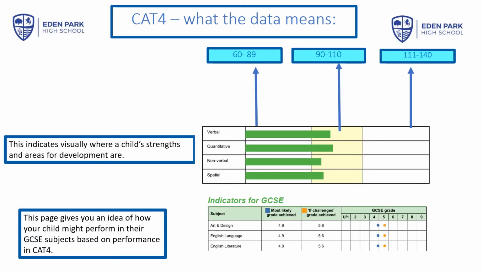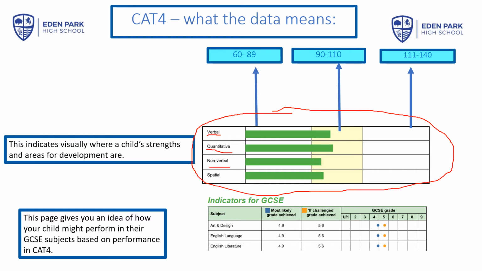So, how to understand the Cat 4 assessments. Within the report, you will have a visual representation, which is here, which shows the 4 key areas that are assessed in the Cat 4 assessment. And through this, you can visually see where their areas of strength and maybe areas for development could be.